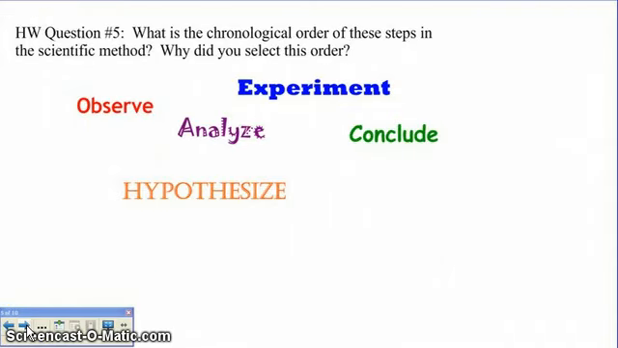All right, homework question number 5. What is the chronological order of these steps in the scientific method? And chronological, for anyone that can't remember, means in order. What would you start with and what would you finish with? See if you can figure out an order that would probably make sense.